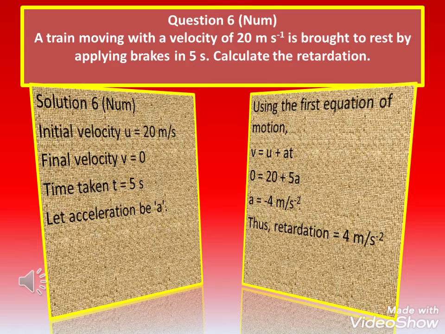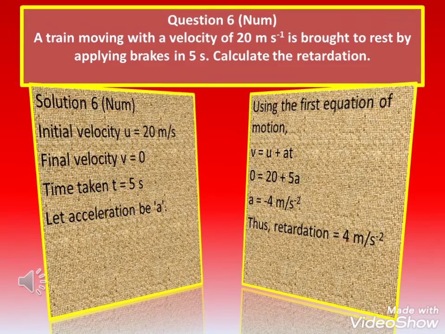Using the first equation of motion, v is equal to u plus at, by substituting the values for v, u and t, we will get acceleration is equal to minus 4 meter per second square. Again, acceleration has a negative value, so it is a retardation. So the retardation is equal to 4 meter per second square.